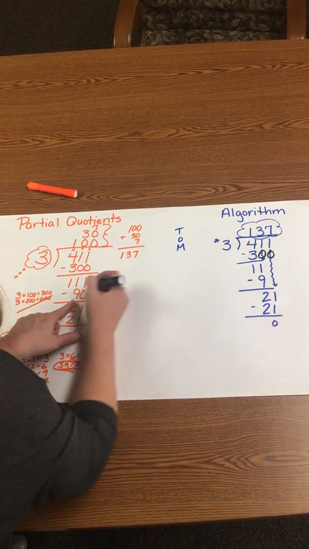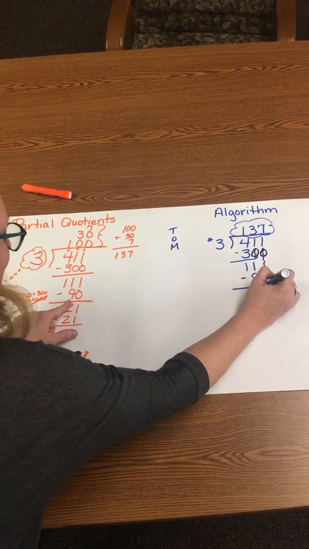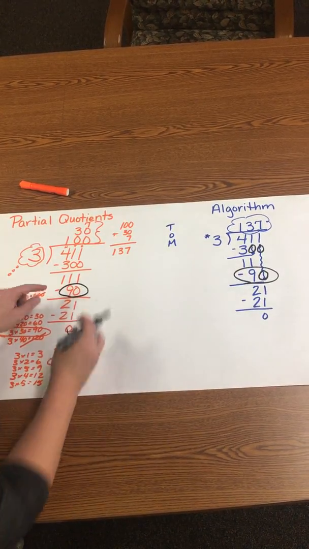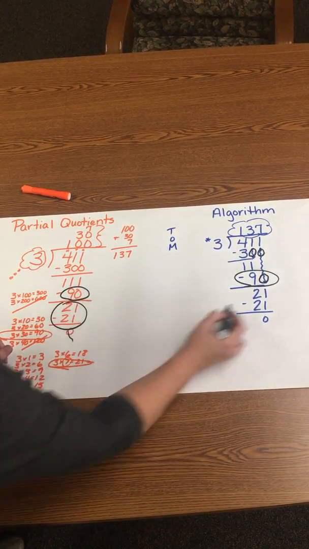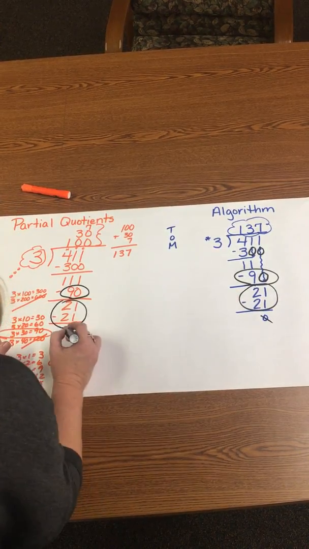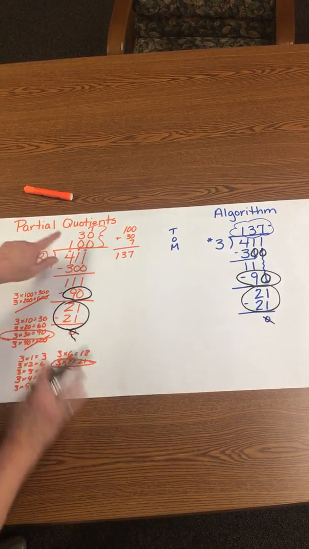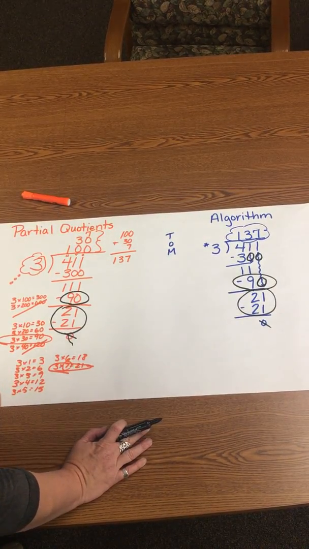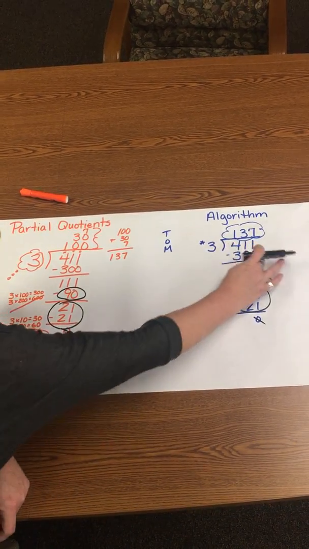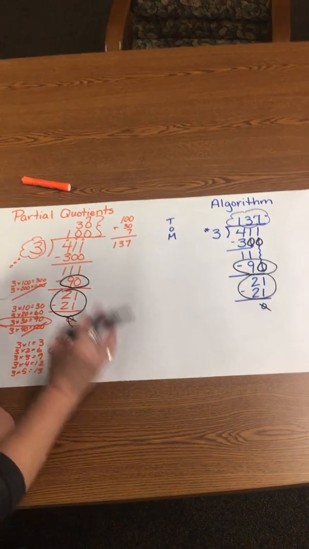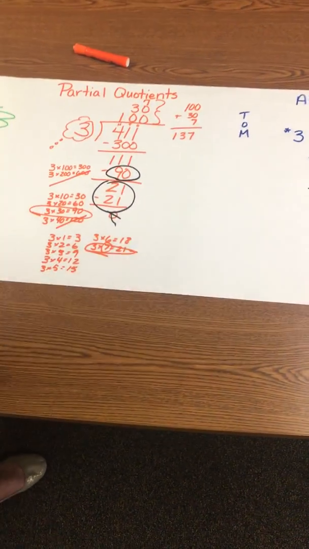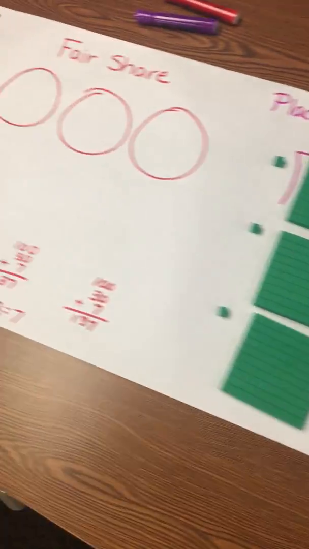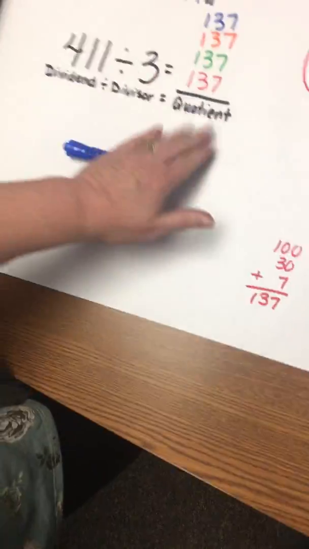I took out my 90. Here's my 90. Matches. When I was left with my 21 and my 21, and it still had a remainder of 0. The partial quotient works because it's the same as the algorithm. It's just that you're not putting all of your powers of 10. That's how we know that we can divide whole numbers using models and strategies to get a quotient.